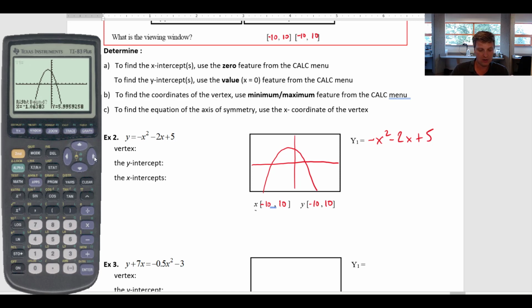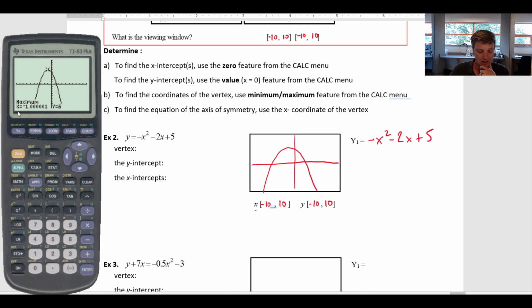And then it's going to say, okay, right bound. So I'm going to now move the cursor over so I'm definitely to the right of the vertex. And it doesn't matter how far you go, as long as you're definitely to the right. And I'm going to hit enter. And it's going to ask me to guess. And I don't know what that means, but I'm just going to say yes. And it's going to think for a second. And then it's going to spit out a value right here.